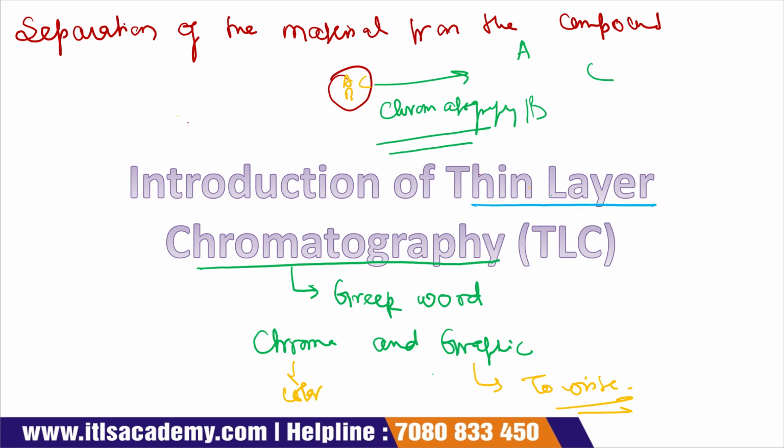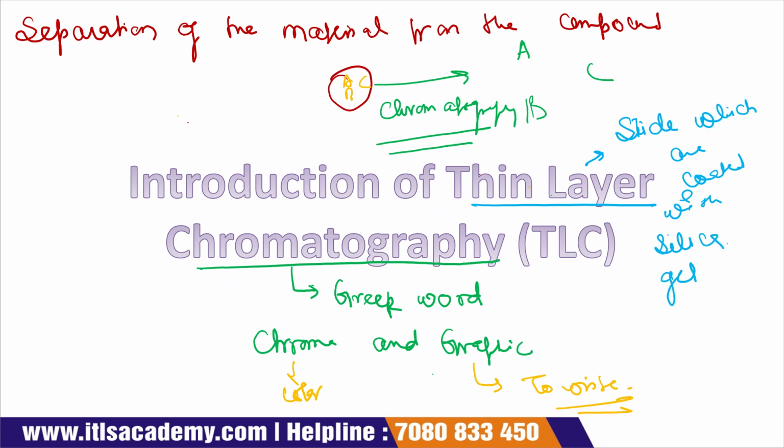Now, thin layer chromatography means that we use a slide which is coated with silica gel for the separation purpose. This is known as thin layer chromatography. Now, in every chromatography, we have two phases. One is your stationary and the other one is your mobile phase. So, we have to discuss about it.